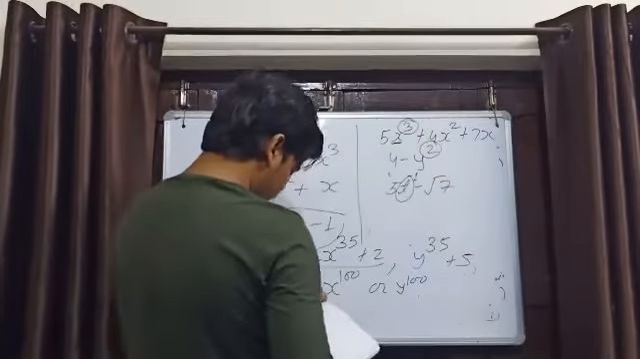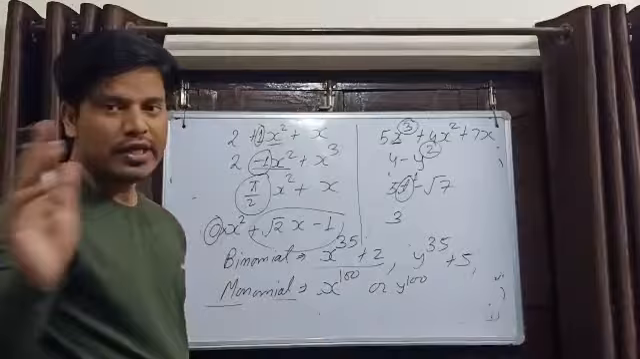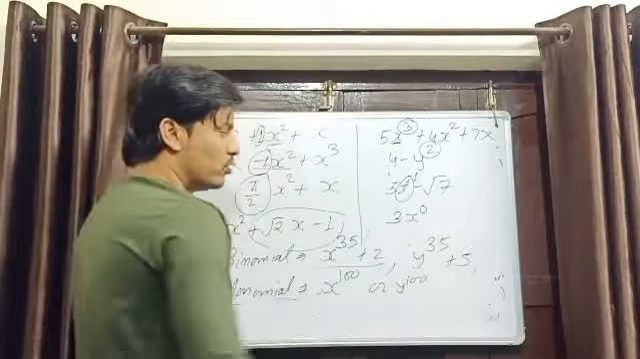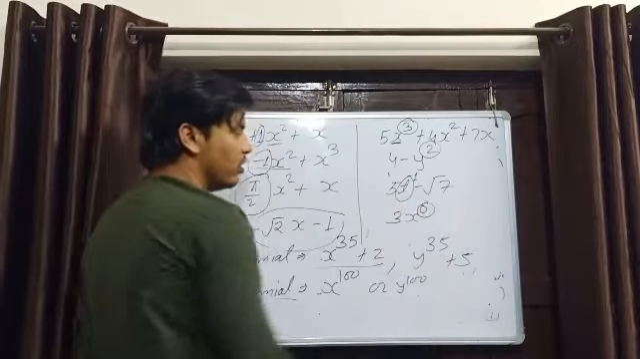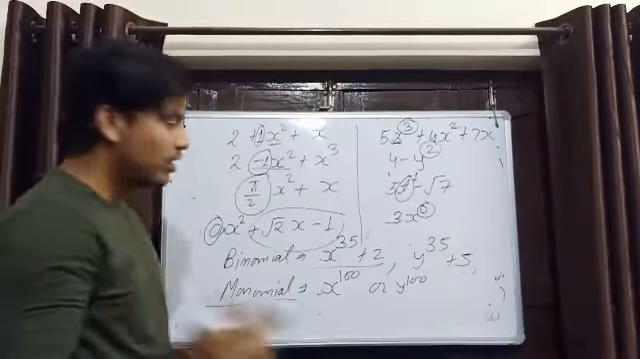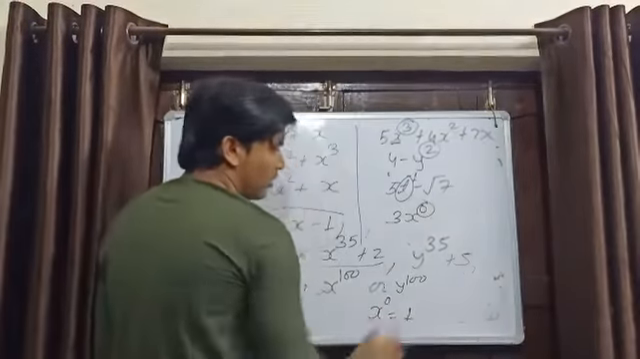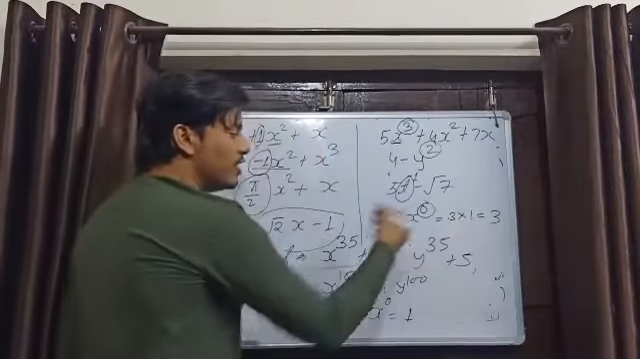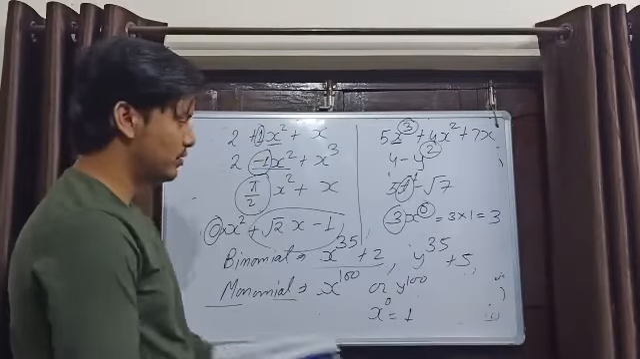And 3 is a constant term. As I told you earlier, it is x to the power 0, so the degree of the polynomial is 0, not 1. If we write x to the power 0, it is 1, so the answer does not change, it is 3 also. But the degree is the highest power of the variable, not the power of the constant.